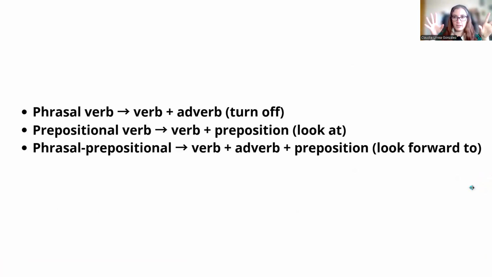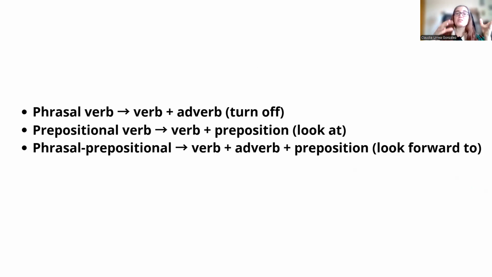Okay, so we have here our three different kinds of multi-word verbs. We have the first one, we already talked about this, phrasal verbs. These are verbs that are composed of a verb and an adverb, like turn off, yeah? Then we have the prepositional verb. We have the verb and the preposition, here is next, yeah? For example, we have look at. The at is our preposition, yeah?